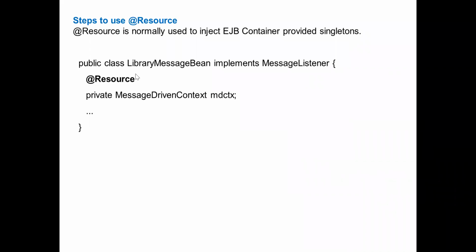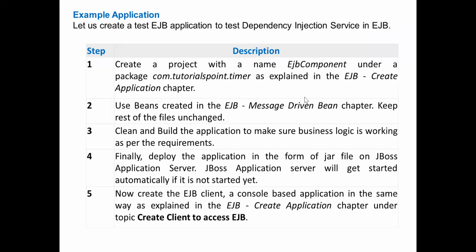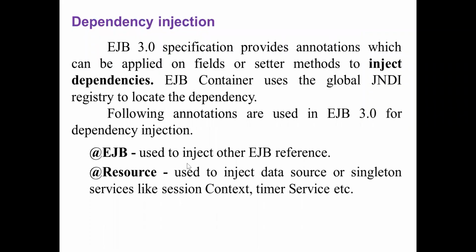I can implement it as a class, the library message bean is a class implemented by the message listener. So we are using @Resource. For the message driven bean, I can declare a private MessageDrivenContext MDC. MD is nothing but message driven context. So this is an example. We are using two types of annotation, @EJB and @Resource.